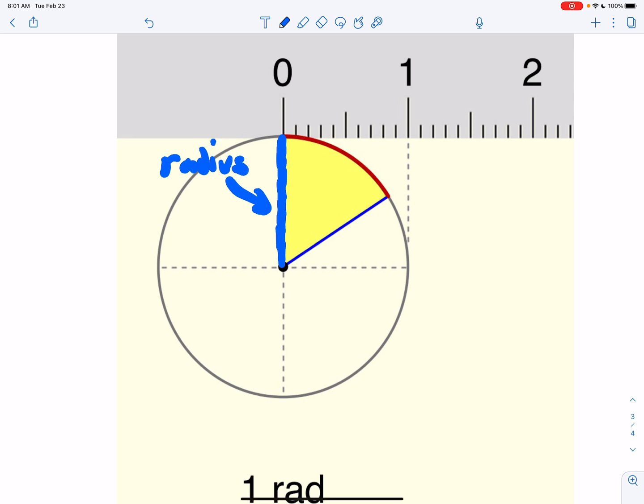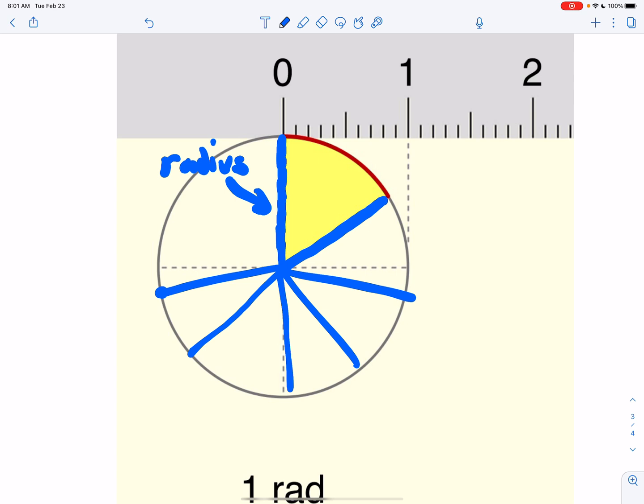That's a radius. This is also a radius right over here in blue, okay? In fact, there's an infinite amount of radius, or radii, plural. Now, what you want to remember is a radius is where you go from the center of the circle out to any point on the circle, okay? So that is called a radius.